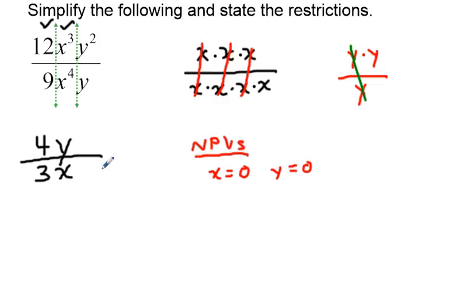So when I go to state my final problem here, I would have 4y divided by 3x, and I would then state that x can't be 0 and y can't be 0.